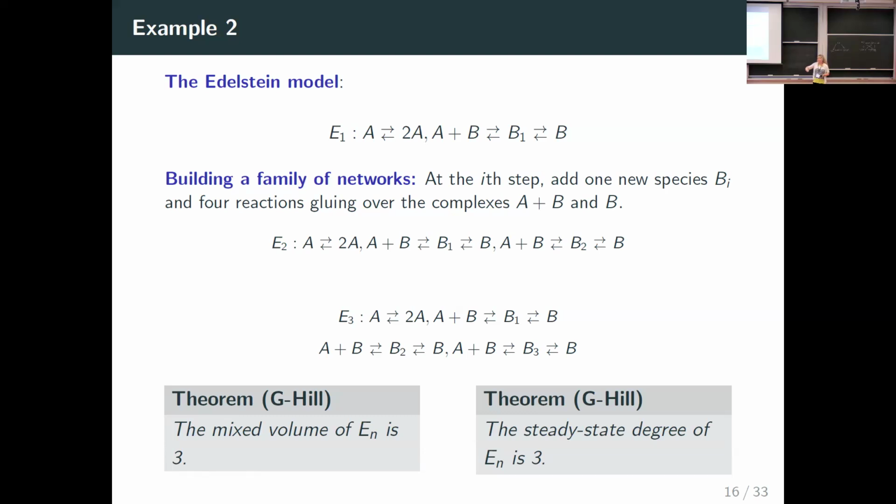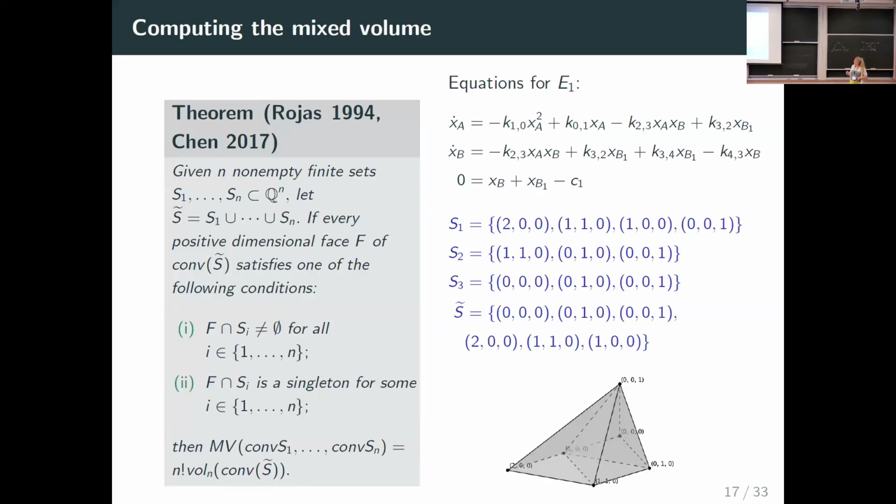And so now my number of variables is actually increasing, but my mixed volume is going to stay the same in this particular case, and my steady state degree is also fixed. And this is an example of a multi-stationary network that exhibits multi-stationarity. All right, and then this one, we use a couple, some more complicated machinery.